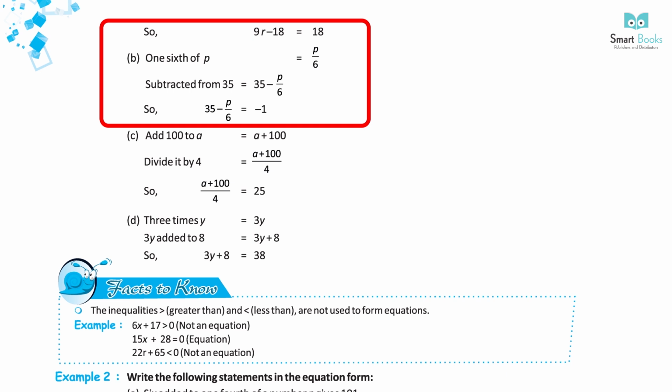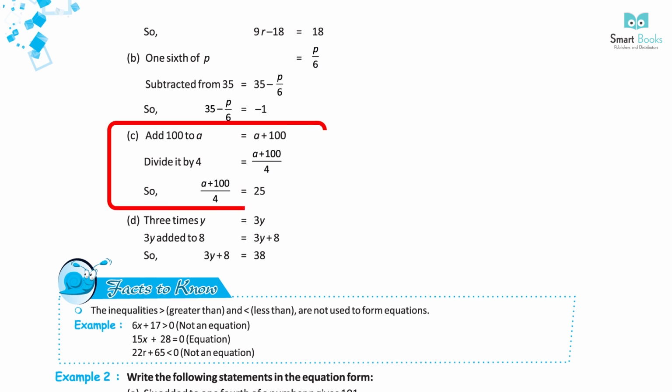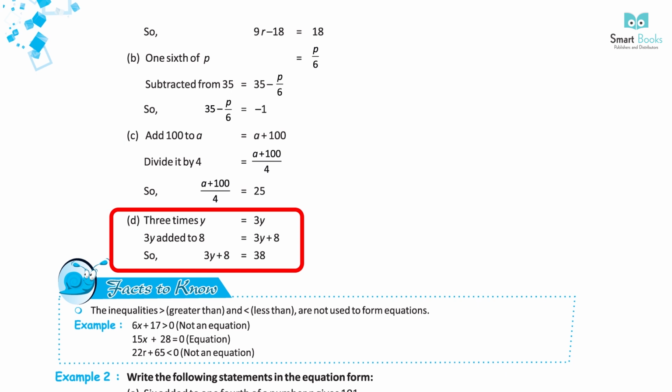p upon 6 subtracted from 35 is 35 minus p upon 6. So 35 minus p upon 6 is equal to -1. C. Add 100 to A is A plus 100, divided by 4 is A plus 100 upon 4. So A plus 100 upon 4 is equal to 25. D. 3 times y is 3y. 3y added to 8 is 3y plus 8. So 3y plus 8 is equal to 38.